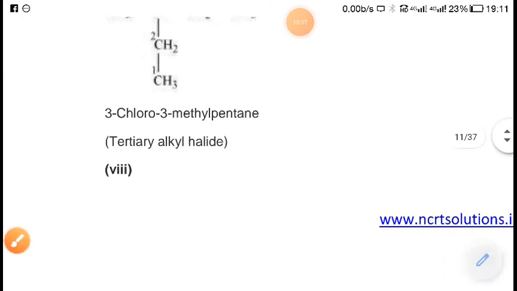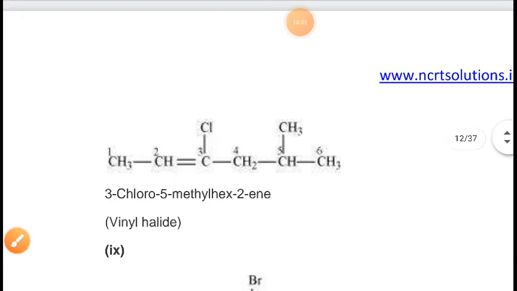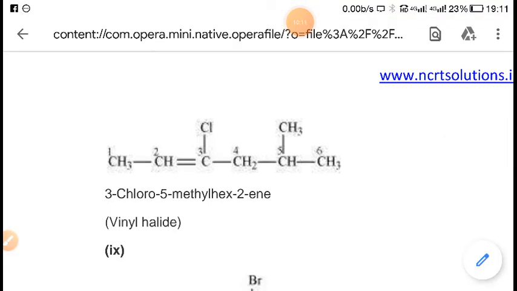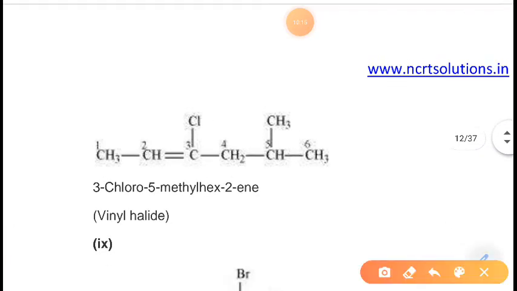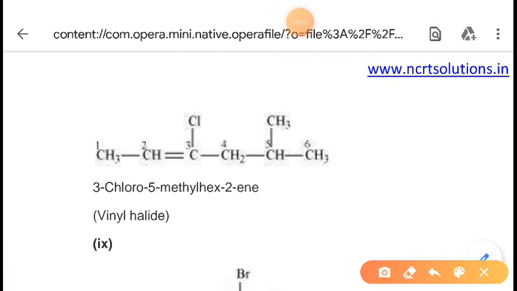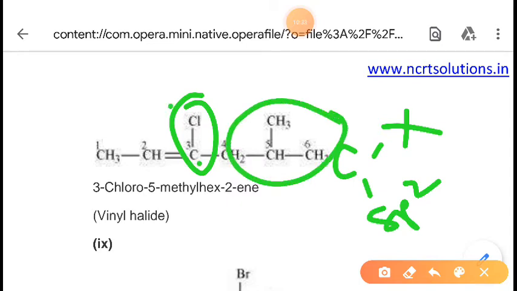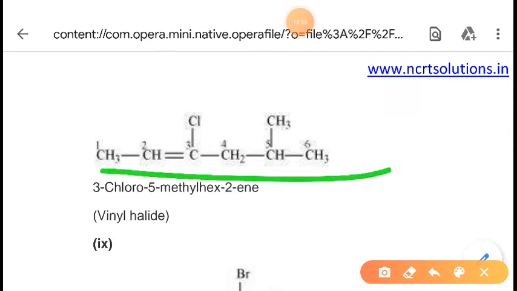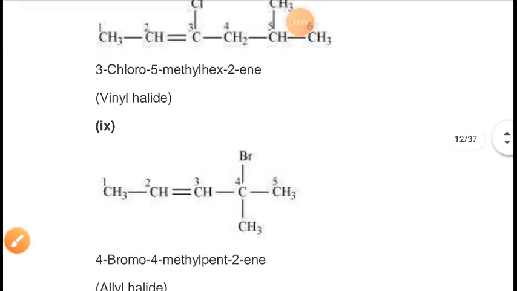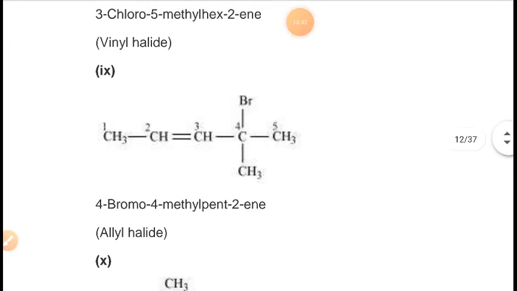Okay, now next is this one. This is vinyl halide. What is the condition for vinyl halide? What I have told you in the lecture is that the carbon which is attached to the halogen should be sp2 as well as non-aromatic. So you can see, this carbon is sp2 as well as non-aromatic. Aromatic is not there, right? So this is vinyl halide. In this way you have to identify. You should practice this at home, because this will help you in identifying the compounds when we do the preparation and all.